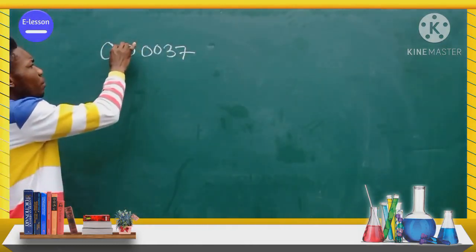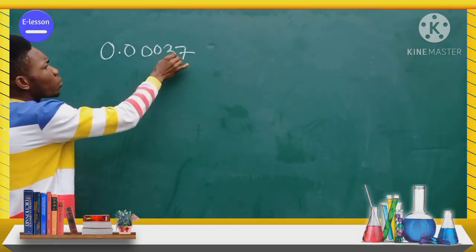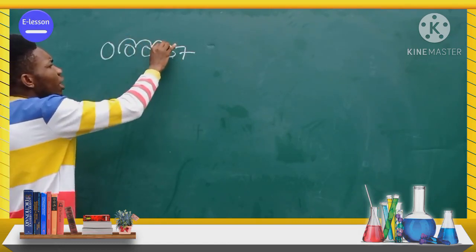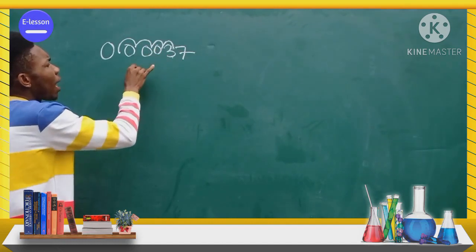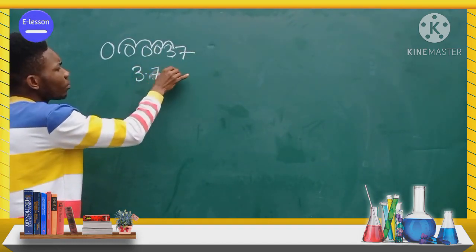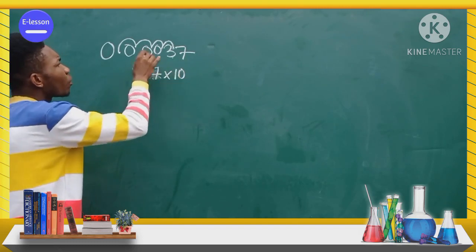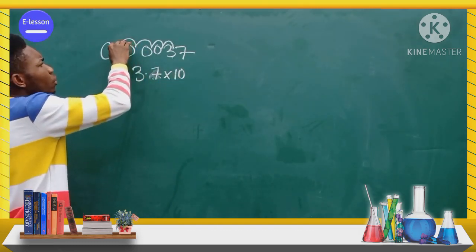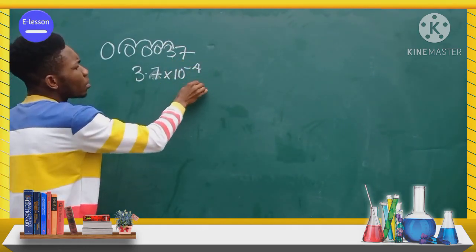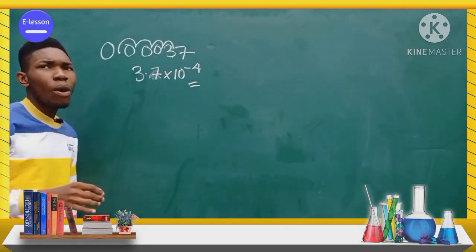So moving this decimal point, the first significant figure is what? 3. Moving this decimal point, you have 1, 2, 3, 4. So our answer is 3.7 times 10 raised to the power of, how many times do you move it? You move it 1, 2, 3, 4, minus 4. Now you see something here, we wrote minus 4 and not 4.